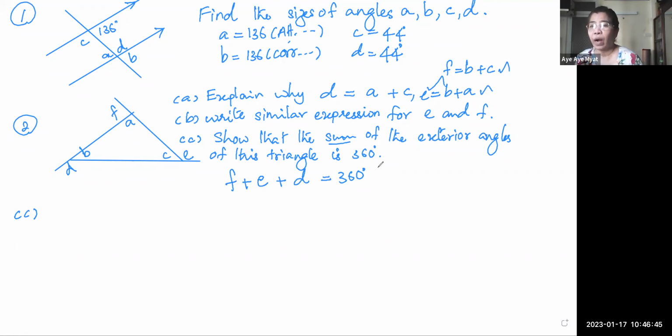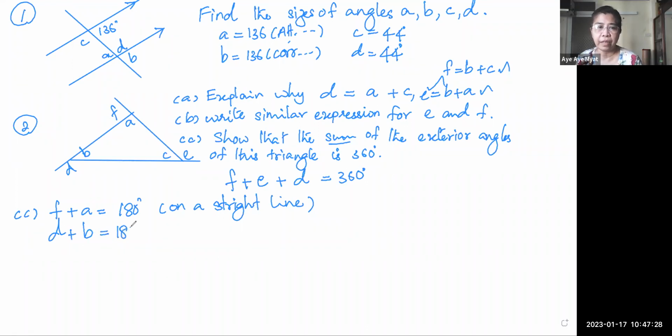The sum of angles on a straight line is 180. So F plus A is equal to 180 on a straight line, and D plus B is equal to 180 on a straight line.